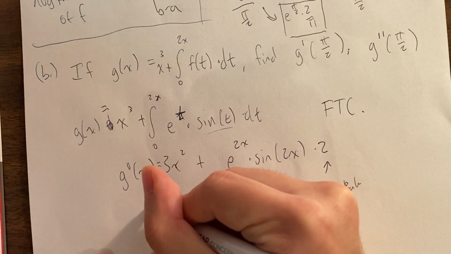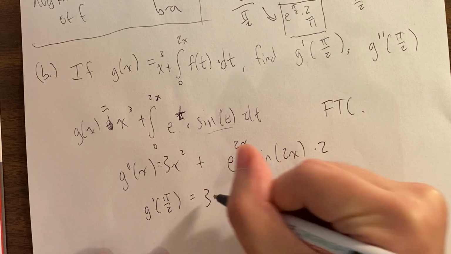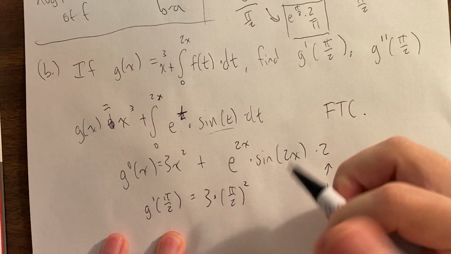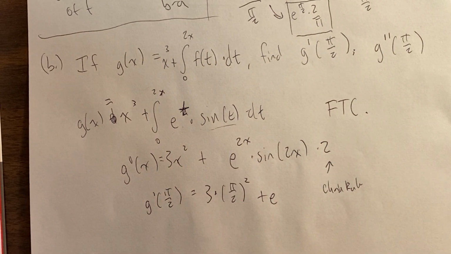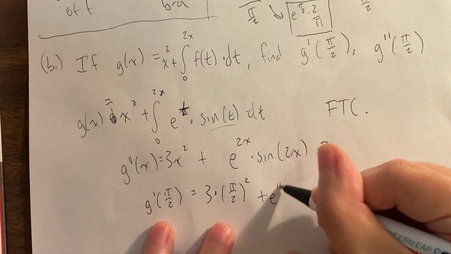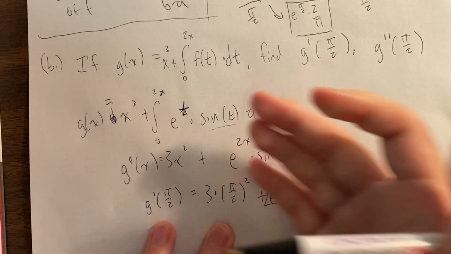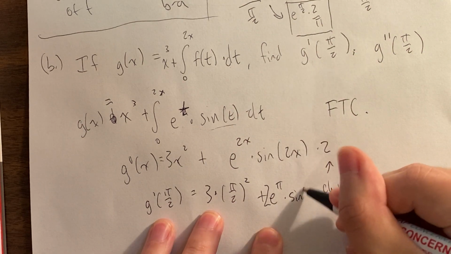I don't think we're going to get something super interesting. Looks like we're going to get 3 times pi over 2 squared, because we're just replacing that x with pi over 2. Then when you plug pi over 2 into this 2x, you're going to get e to the pi. There's still this 2 in the front. I'm going to move it right here because I like to always take my constants out to the front. And then we have a sine of pi as well.